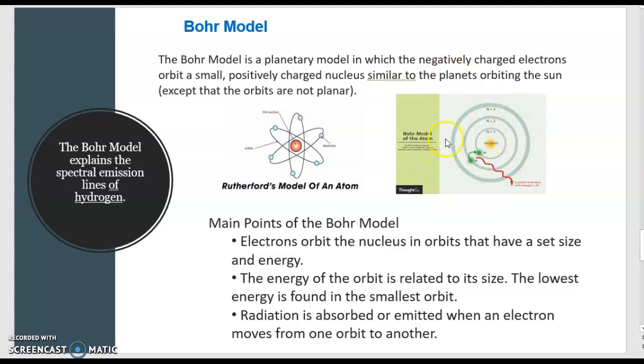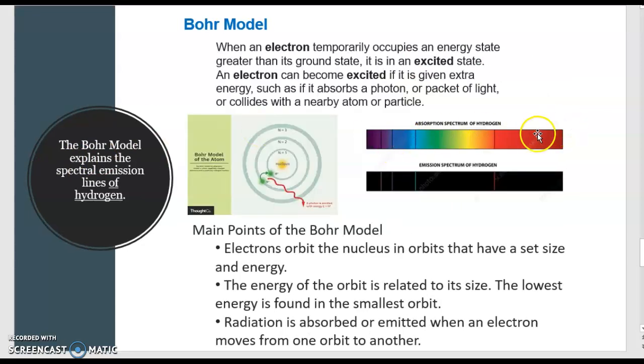And this model of the atom explained what needed to be explained, which is why elements, when you heat them up, give off very specific colors of light, and why, when you shine light at an element in its gaseous form, it absorbs very specific colors of light. And so the Bohr model helped explain absorption and emission spectra, and is the next evolution in the model of the atom.